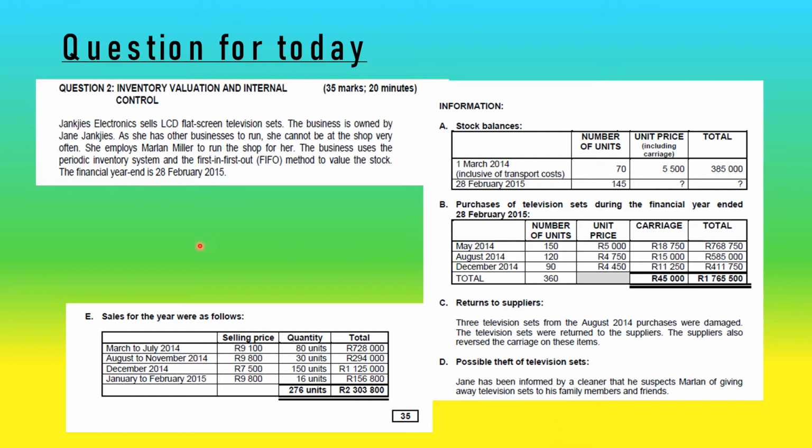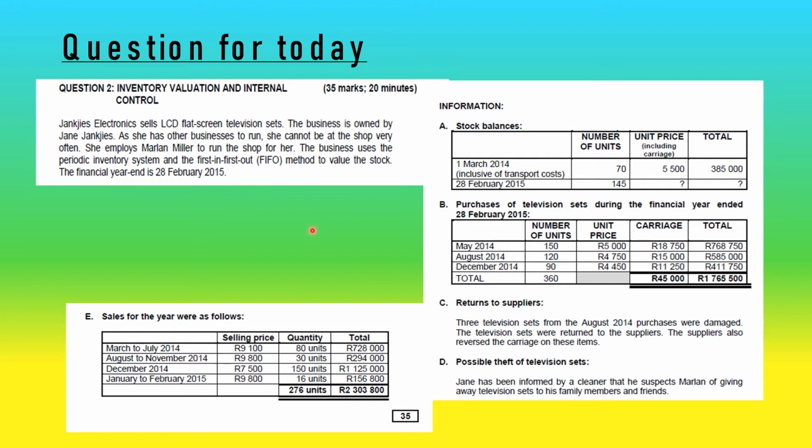Okay, so you've got Yankees Electronics sells LCD flat screen television sets. The business is owned by Jane Yankees. As she has other businesses to run, she cannot be at the shop very often. She employs Marlon Miller to run the shop for her. The business uses the periodic inventory system and the FIFO method to value the stock. The financial year end is 28 February 2015.